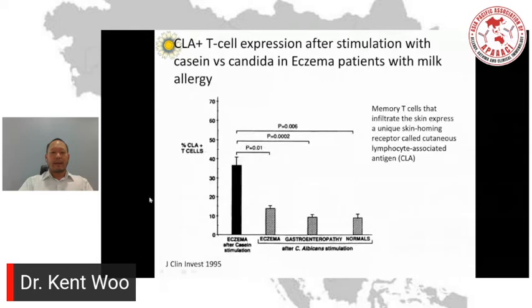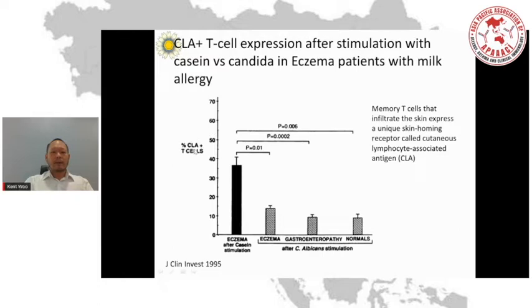This is a nice study that was done in Journal of Clinical Investigation in 1995. And they looked at children with atopic dermatitis with cow milk allergy. And when they challenged these children, the T cells express the CLA, cutaneous lymphocyte antigen, that allows the T cells to home into the skin. You can see increased expression of this receptor compared to the controls.